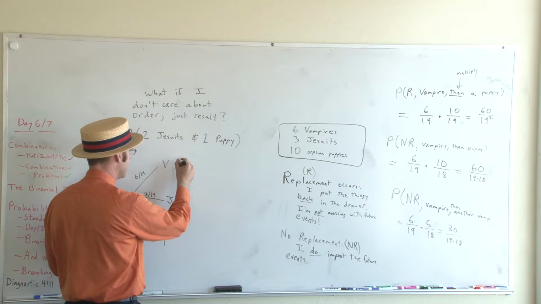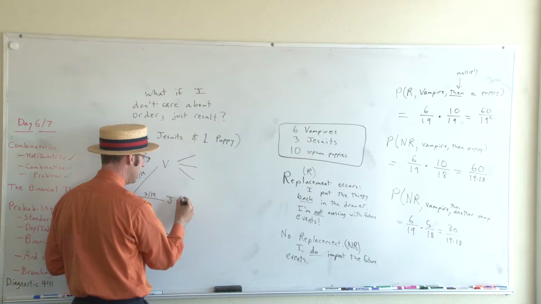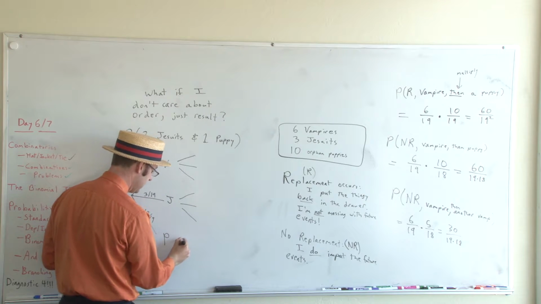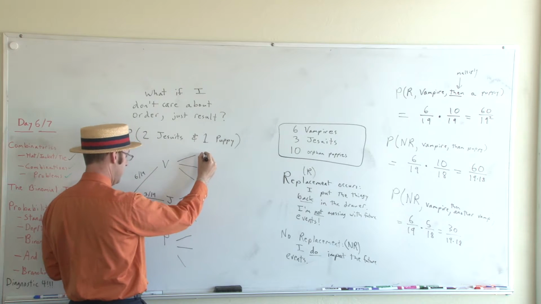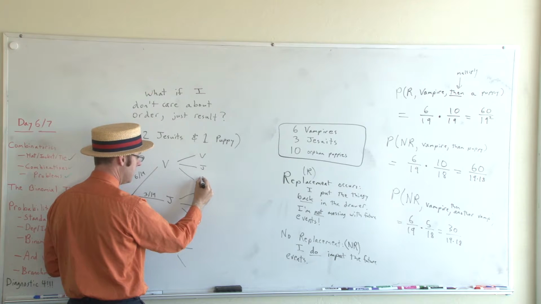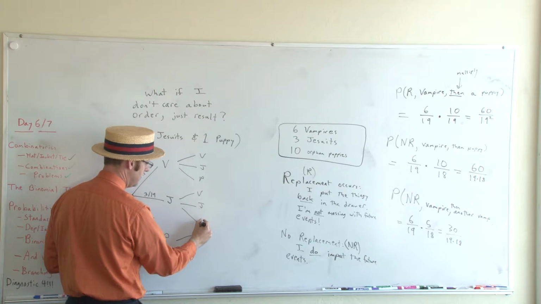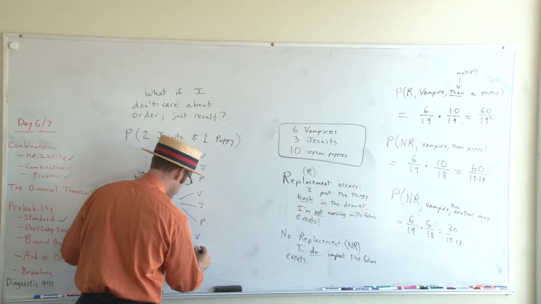Then for my second choice, branch, branch, branch. I could get a vampire, a Jesuit, or a puppy, from each of the first choices.